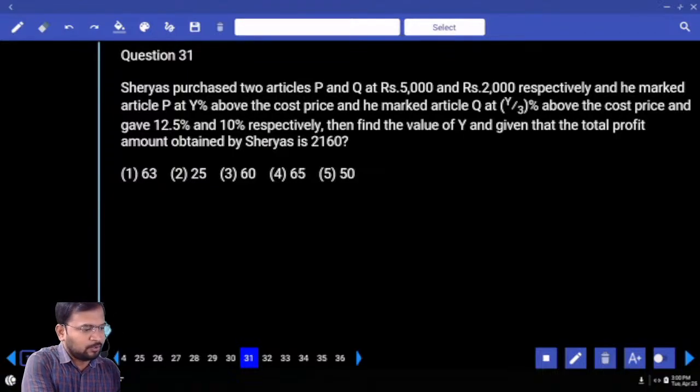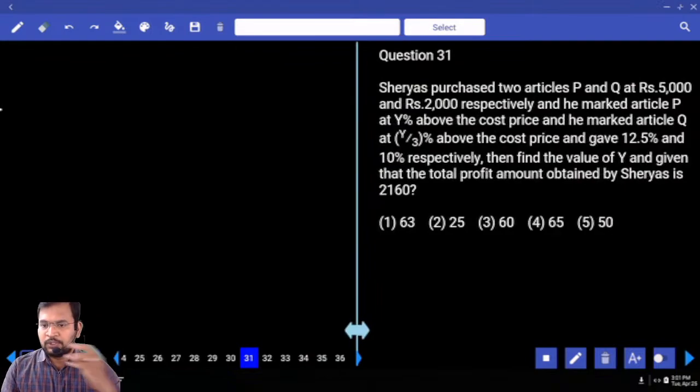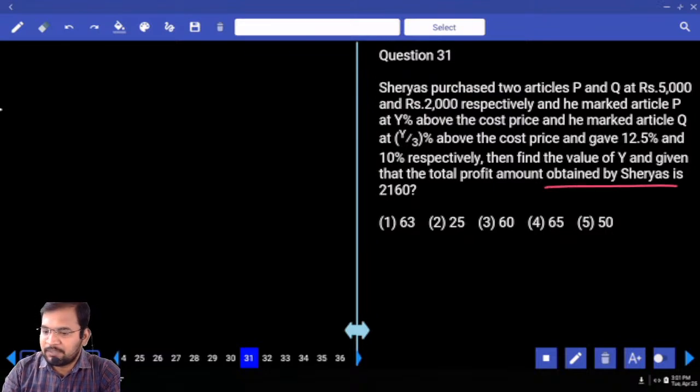So today we are going to see SBI PO Prelims mock test number 3, Arithmetic. See the first question. Shreyas purchased two articles P and Q at 5,000 and 2,000 respectively. He marked article P at y% above the cost price, and marked Q at y/3% above the cost price, and gave 12.5% and 10% respectively as a discount. Find the value of y, given that the total profit amount obtained by Shreyas is 2,160.